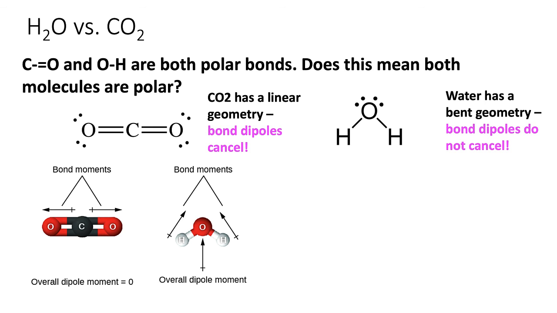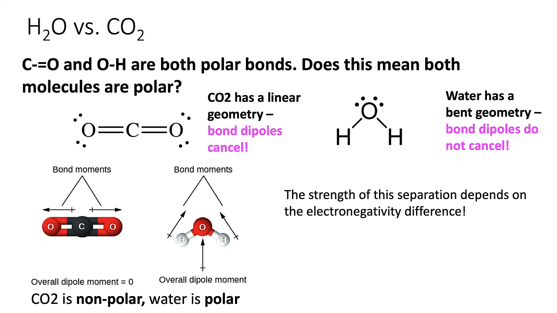In the case of water, we have the same situation with the oxygen-hydrogen dipoles. The bond dipoles are both equivalent. However, because of the bent structure of water, those two arrows add up. They cancel out in their inward directions, but the upward direction will add, and we're going to have an overall dipole for water. As a result, this shows that carbon dioxide is nonpolar while water is polar. And again, the strength of this separation will depend on the electronegativity difference between these different atoms. It's really just vector addition, adding up these arrows in three-dimensional space.